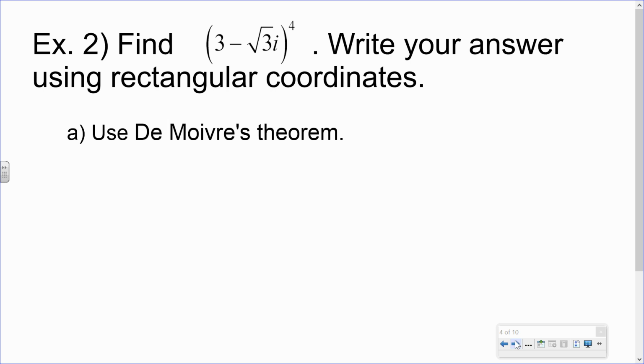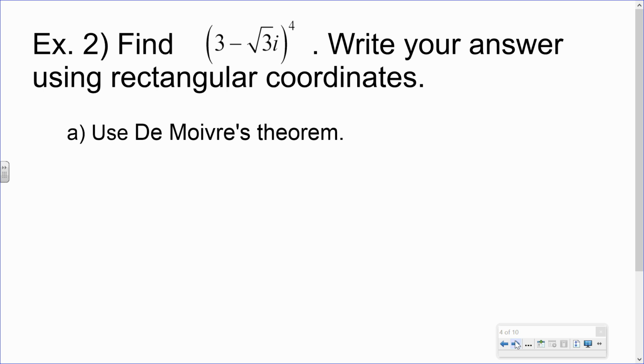Okay, this one we're actually going to end up doing both ways. Right now it's in rectangular form. So on the next slide, I'm going to do 3 minus root 3i times 3 minus root 3i times 3 minus root 3i times 3 minus root 3i, just with FOILing as much as I have to get there.